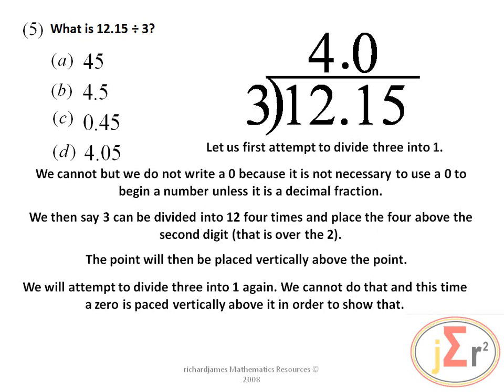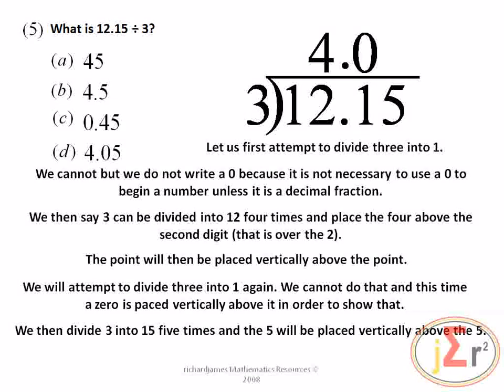So this time we'll have to put a 0, because that 0 has a value right there. Not a value in terms of its face value, but it has a place value right there. So it is important that we include that 0. And of course, our next step is to say 3 into 15, and that will go 5 times. So our answer is therefore 4.05, and that is represented by option D.